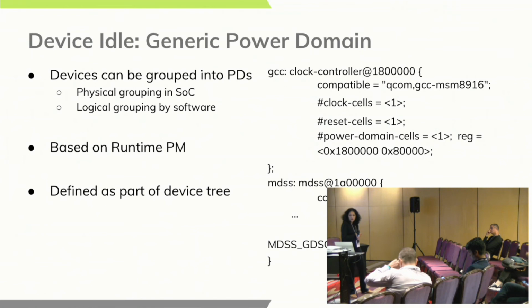So moving on, there is the generic power domain framework. In hardware, devices that can be power gated together can be grouped into power domains. And in software, the generic power domain framework gives a logical grouping for these devices. It is based on runtime PM. There is nothing per se that devices are supposed to do except hook into runtime PM properly using the hooks that were mentioned before.